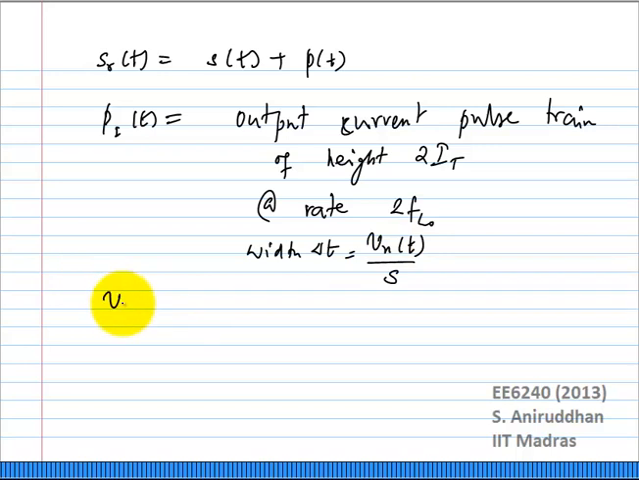So let us say VLO of t was capital VLO sin omega LO t. In fact, let us say it was plus or minus. So on one side you are giving VLO sin omega LO t, on the other side you are giving minus VLO sin omega LO t.